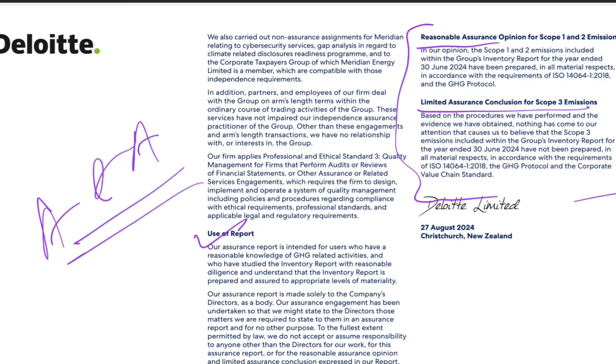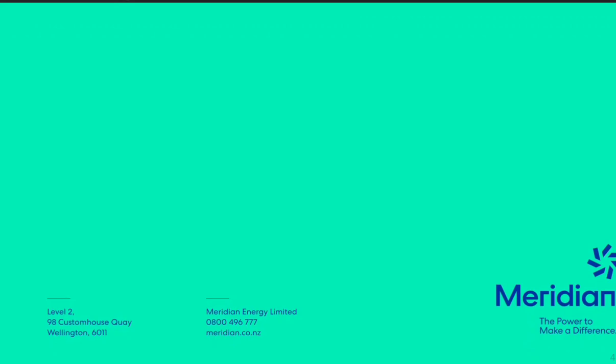So scope 1 and 2 emissions included in the group inventory report of the year have been prepared in all material respects in accordance with ISO 14064. So they declared also. In the limited assurance, the audit company has performed procedures, evidence we have obtained, and nothing has come to our knowledge. Okay, so this is also given by the third party. So this is how we complete the review of this report.